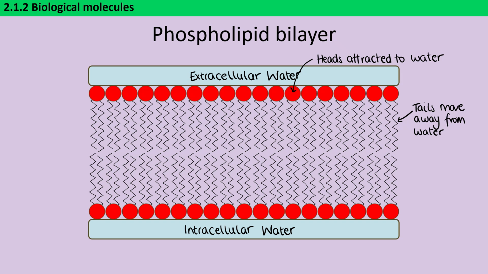So we have extracellular water outside the cell, we have intracellular water inside the cell in the cytoplasm, and between these we have this double layer, where both halves of the layer have their hydrophilic head touching the water and their hydrophobic tail away from the water.